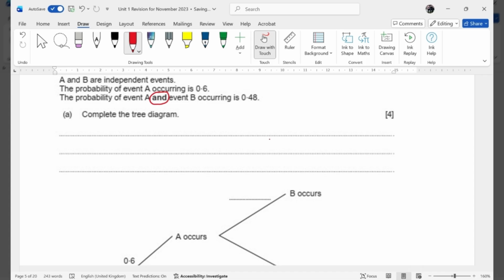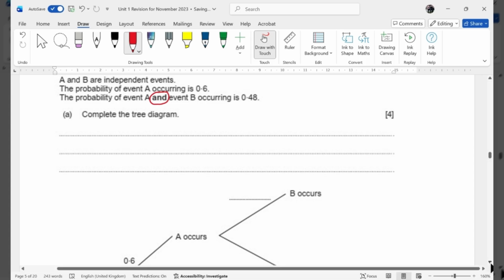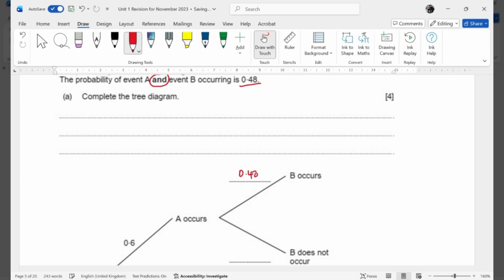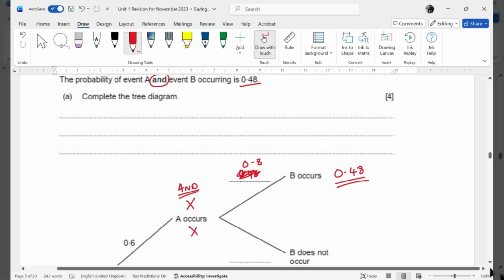What it's saying here is the probability of event A occurring is 0.6. That is on there, right? Now, too many people saw that and just put it there, right? But this is saying the probability of event A occurring, and in the middle here is the word "and", which is a times. In fact, what they're telling you is the probability of both those things occurring is 0.48. So what do you have to times 6 by to get 48? That is 0.8. Okay, now we can fill it in.